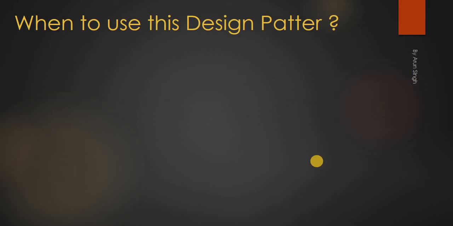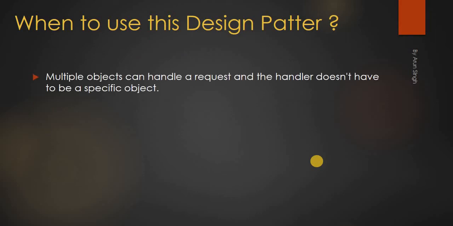When to use this design? If multiple objects can handle a request and the handler doesn't have to be a specific object. Let me give another example. Let me take the example of an ATM. There I have basically different types of notes. I have a 10 rupees note, a 50 rupees note, a 100 rupees note, a 500 rupees note, and even a 2000 rupees note. But the ATM can only dispense 2000 rupees notes, 500 rupees notes and 100 rupees notes.